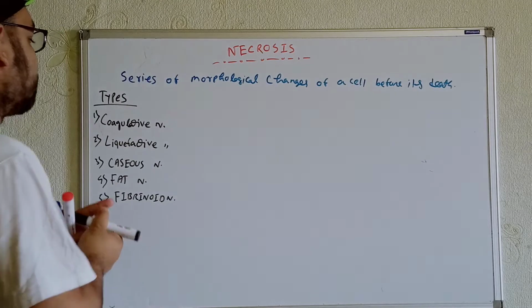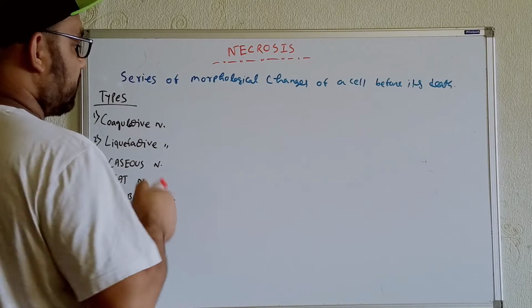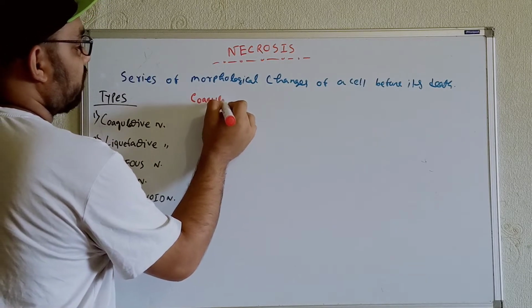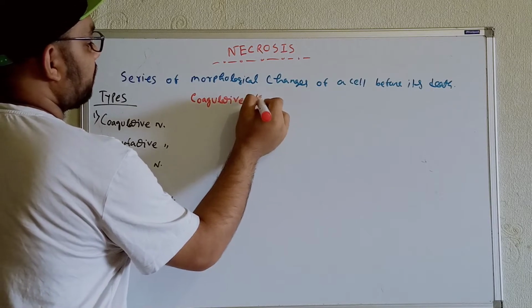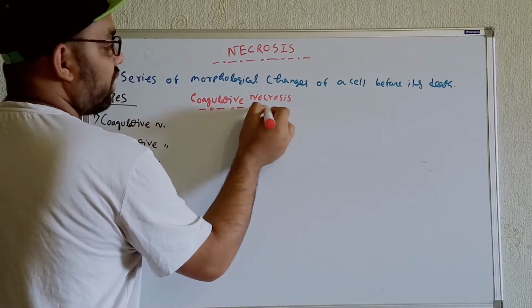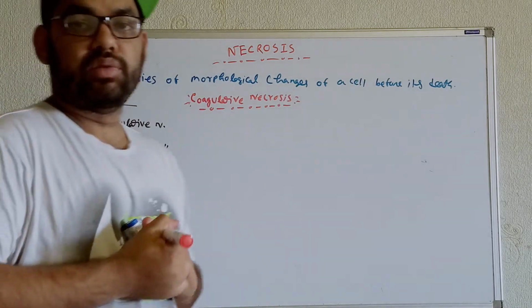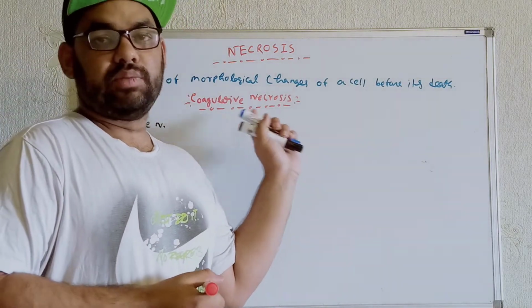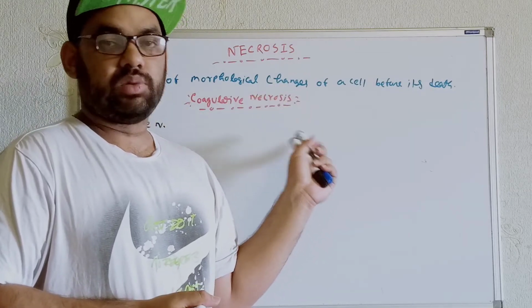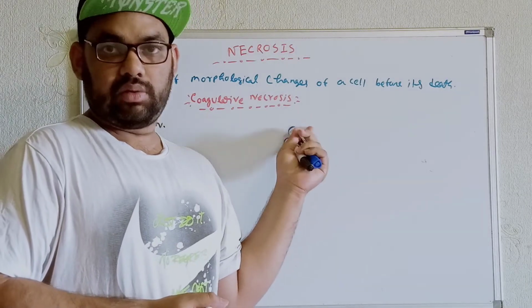First things first, we'll talk about coagulative necrosis. What do you know about coagulative necrosis? It is the most common type of necrosis. Basically, we know that whenever there is a deficiency of oxygen, that is, severe hypoxia, we can definitely see necrosis in these cases.